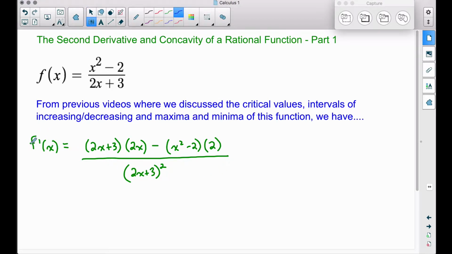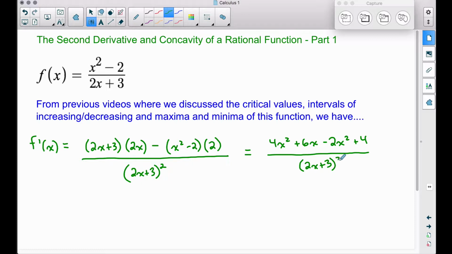If you've been following along, we have this first derivative that we used to find the critical values. Let's simplify this up and find the second derivative of this rational function, and then we're going to work a little bit more with it as well. To clean this up, I'm going to distribute the 2x to these terms here. So 2x times 2x is 4x squared. Taking that 2x, multiplying it by 3, we have plus 6x. Let's distribute this negative 2 to the x squared. We have negative 2x squared. And then negative 2 times a negative 2 gives us positive 4. And all this is going to be over 2x plus 3 squared.